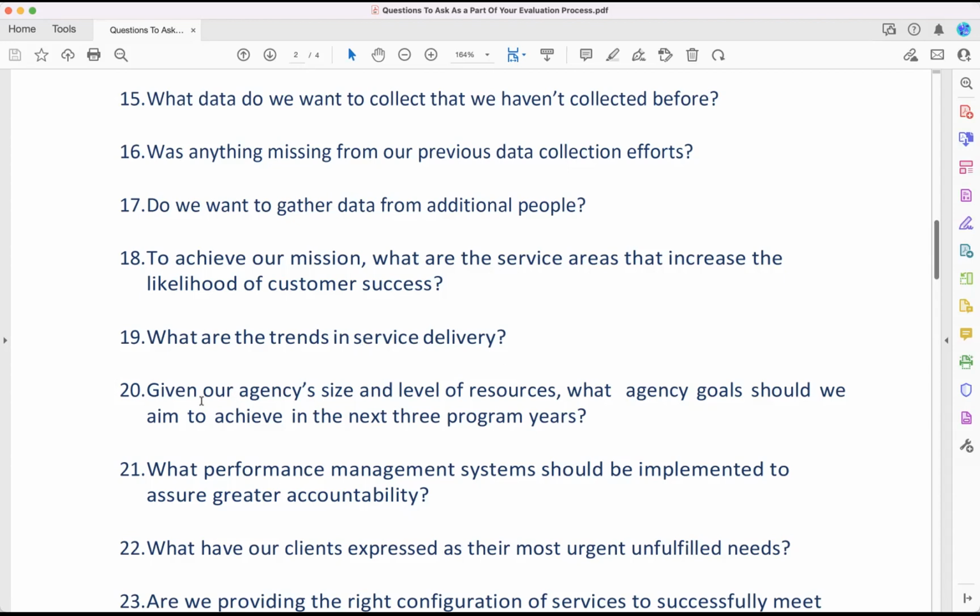So for number 20, here's a question. Given our agency size and level of resources, what agency goals should we aim to achieve in the next 3 program years? So the next 3 program years, calendar-wise, depending on what your organization's program cycle is, whether it's something where you go from July to June, or if you go from January to December, you might be looking at a span of up to 5 years over the course of a calendar. Or it might be something where you're looking at a shortened period of time.